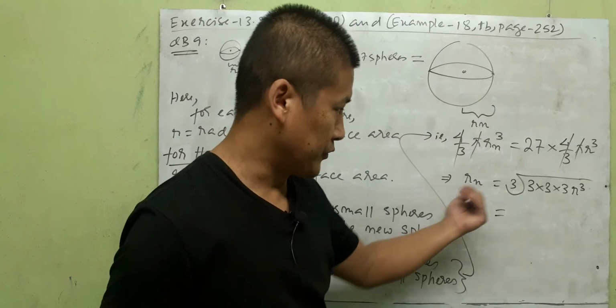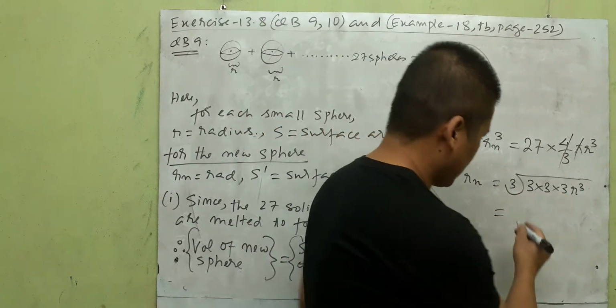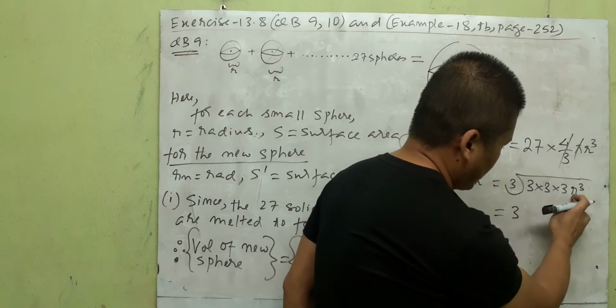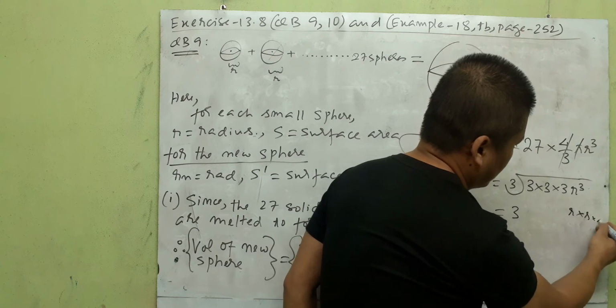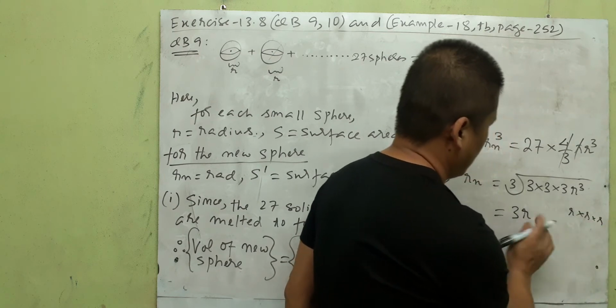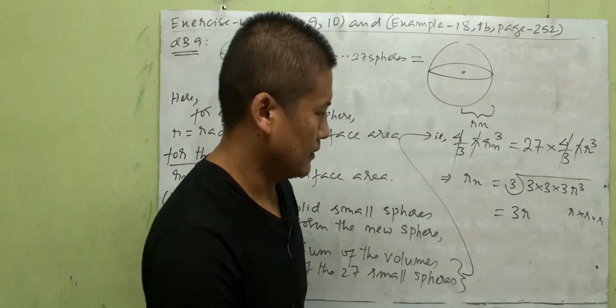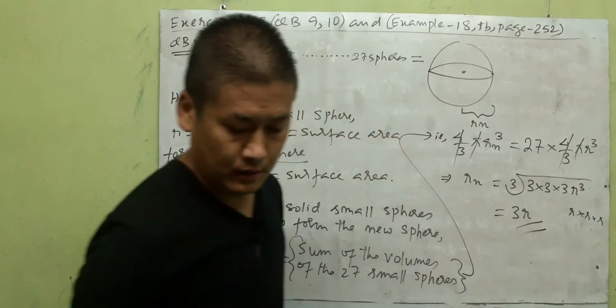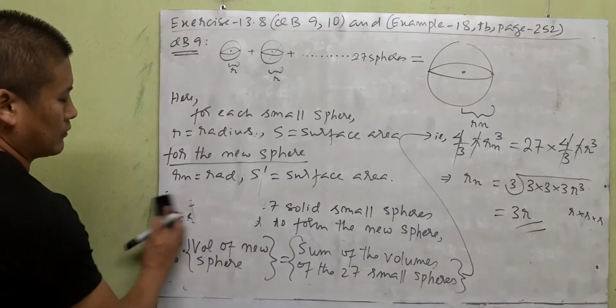We know we can remove from a cube root triplet numbers as a single number. R cube means R into R into R, a triplet, will come out as a single R. So the radius of the new sphere is 3R. So this is the answer. Okay, second question. Let's go and answer it.